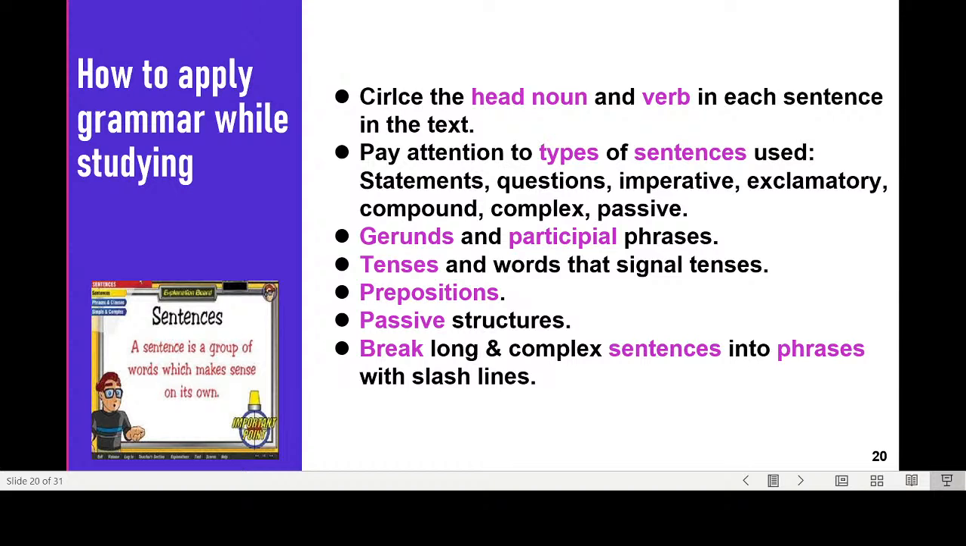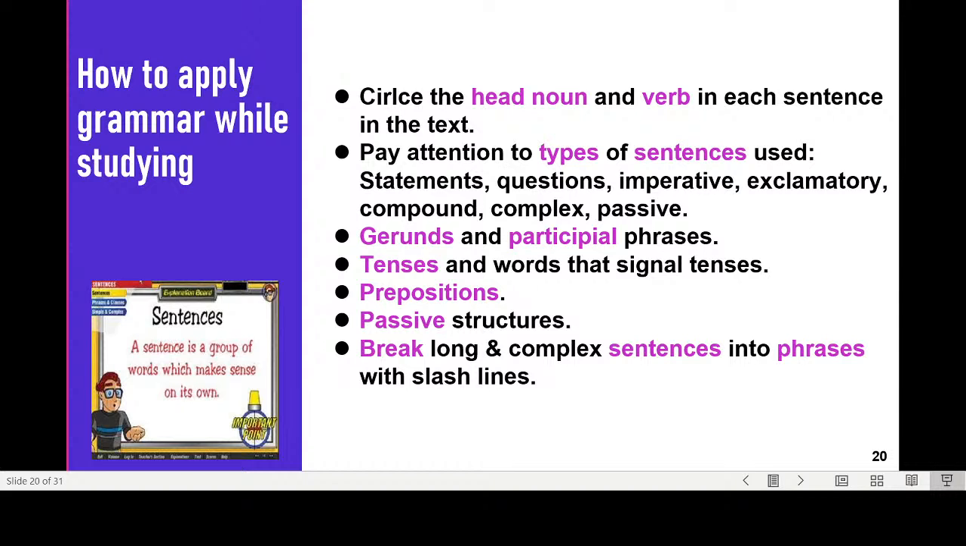Also, pay attention to tenses. Is the present tense being used here because the text is a scientific text? It's talking about facts. Is the text using past tense? And also the words that signal tenses: long ago, while, during, always, often.